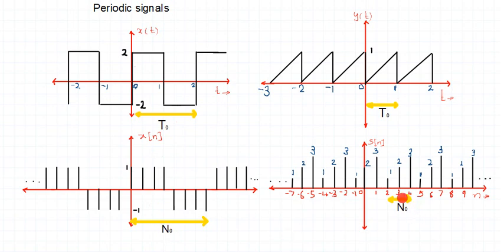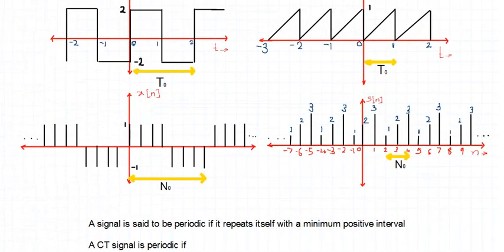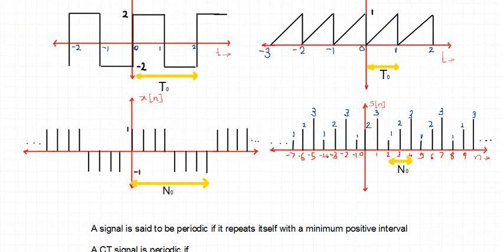Similarly, for this figure, after how many samples is the signal repeating? The signal is repeating after 3 samples, and hence these 3 samples form the basic period of the signal, that is N0. So this way, if the signals are periodic, there exists a positive period after which the signals repeat. For a CT signal we call that period T0, and for a DT signal we call the period N0. Let us now put a statement for a CT signal. So what do we understand? A CT signal is said to be periodic.